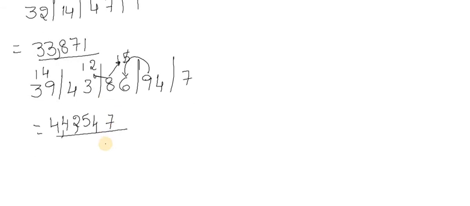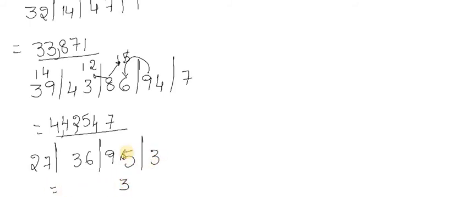Shall we move on with one more example? 27, 36, 95, 95, 3. First we'll write the ones place as it is, and this one will come as it is. 6 plus 9 is 15, so here 1 carry. 3 plus 1 is 4, 4 plus 7 is 11, 1 carry, and 2 plus 1 is 3. 31,553 is your answer. Isn't it easy?